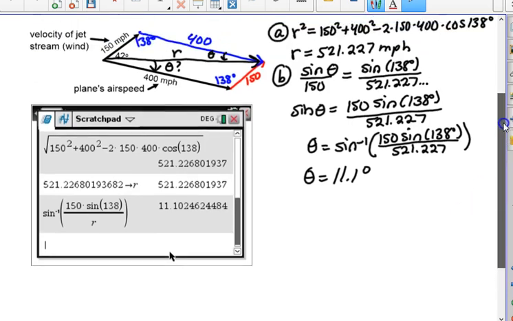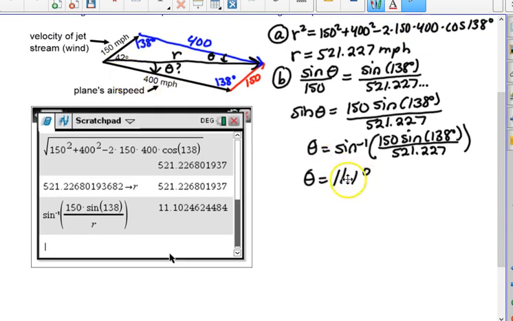So when this plane is coming in for a landing, it's going to have to angle itself away from the wind at an angle of 11.1 degrees, so it's able to get back on its course. So if it were approaching the runway, and let's say that was the direction of the runway, it would actually have to aim farther to the right because the wind's going to blow it 11.1 degrees off course, so it's going to have to aim itself 11.1 degrees in the other direction to stay on course.